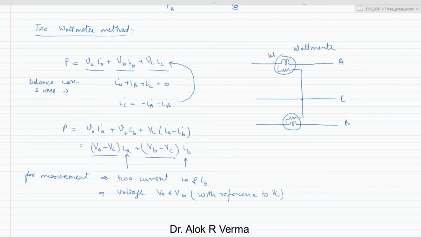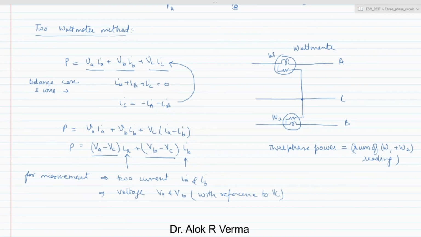Wattmeter 1, W1 and W2. W1, W2 will give you some reading PA or PB, or P1, P2. So the three-phase power is nothing but the sum of the W1 reading plus the W2 reading. Whatever the wattmeter shows, it is the sum of these two. Using only two wattmeters, we can calculate three-phase power only with the reference when we make this connection. So the connection of the wattmeter is important in this case.